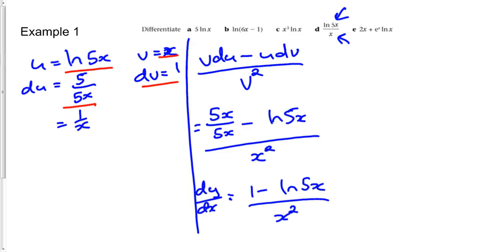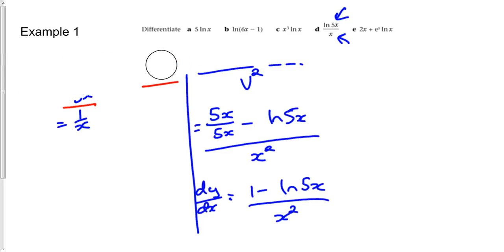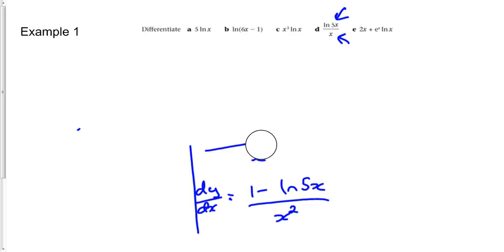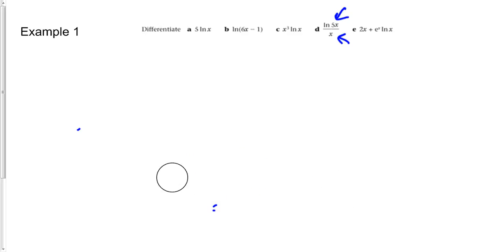Now, the final one, we've got 2x plus e to the x log x. Now, just be careful with this one. First of all, the whole thing isn't a product rule, because we've got 2x plus e to the x log x. So that's the first thing to state. Here we've got something plus something, so that doesn't make it a product rule. What makes it a product rule is this second part here. We've got e to the x multiplied by log x.